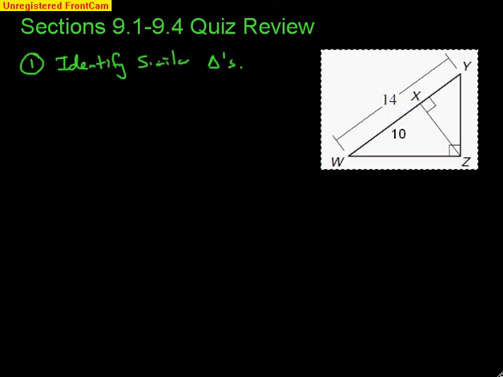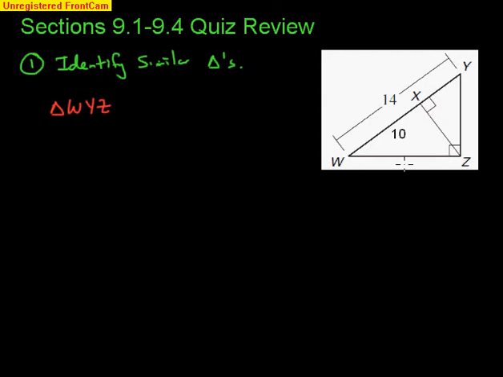We're going to identify the similar triangles in this. Now notice you have a big right triangle and then an altitude drawn. So you have three right triangles and they're going to be similar to each other. Alright, so the first triangle we'll look at is the big one. And again, alphabetic order, triangle W, Y, Z.